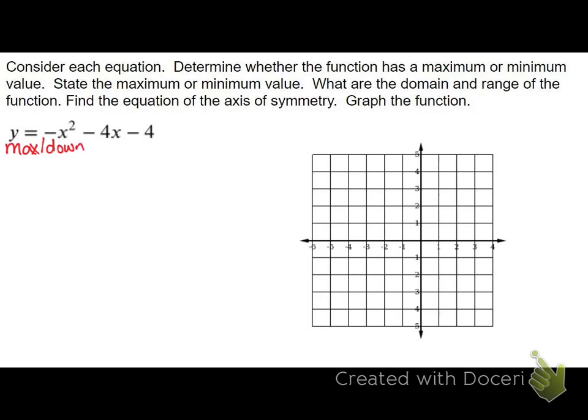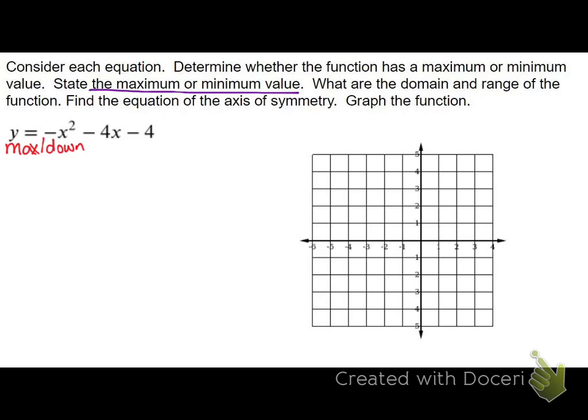Now, we need to find the maximum value. So we answered the first part. Now we need to state the maximum value. What do we need in order to determine what the maximum value is? X. The x tells me the axis of symmetry. So I'll have to find the x, but what's the end result that I'm looking for? The vertex. What specifically in the vertex do I want? The y, because remember, the y tells us how high or how low the graph is going to be, and that's what's going to tell us the maximum point.